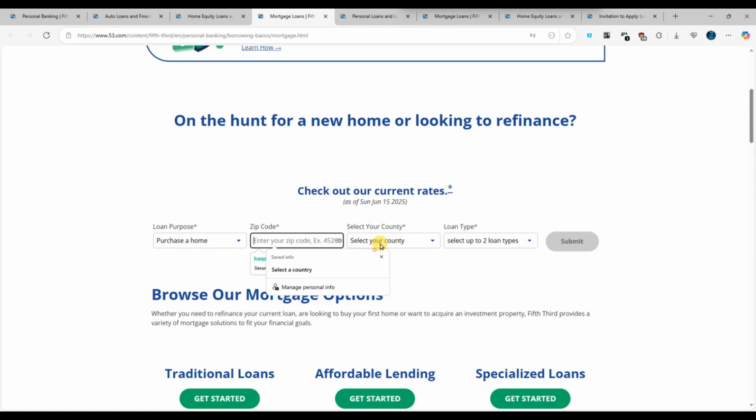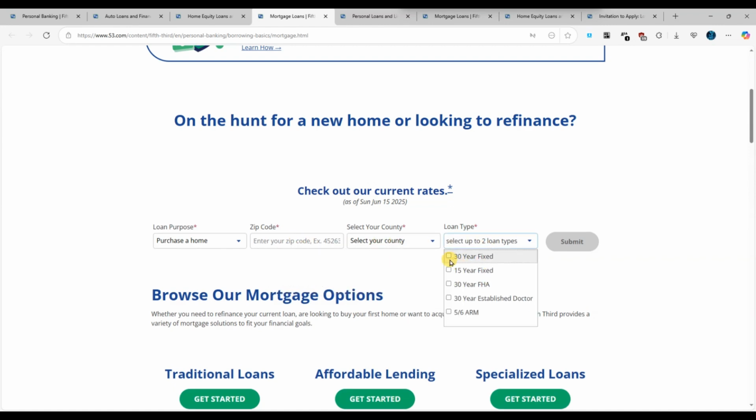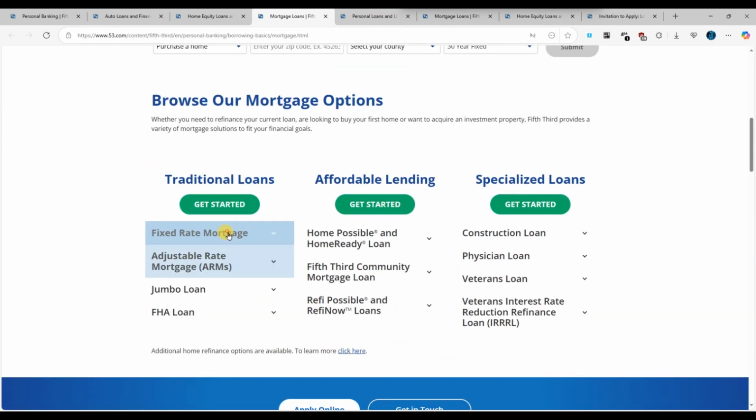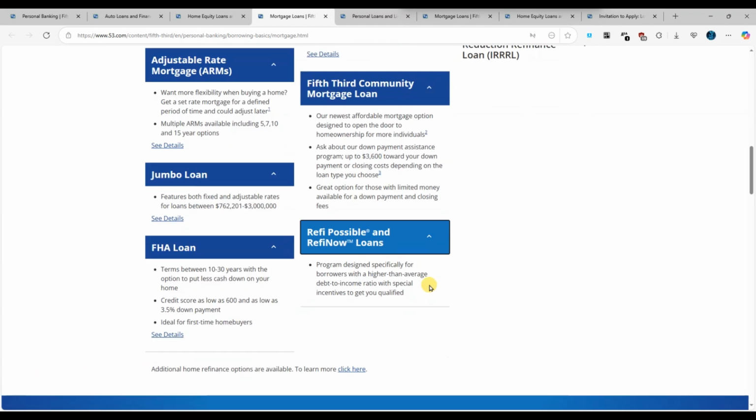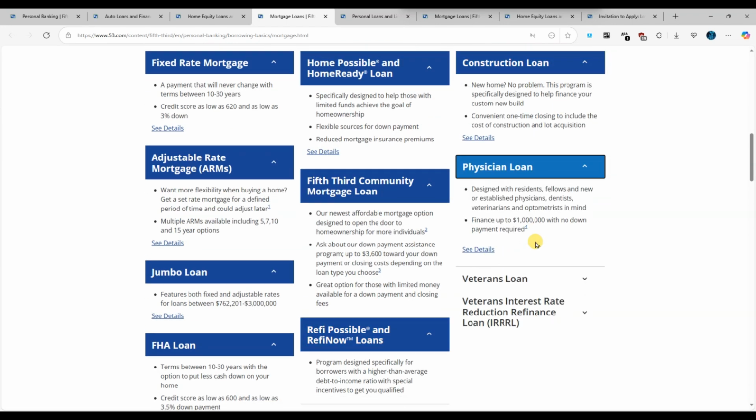Finally, the loan amount will be disbursed to your designated account or used to pay the intended service directly, depending on the loan type. And that's it. Now you know how to open a Fifth Third Bank loan account.